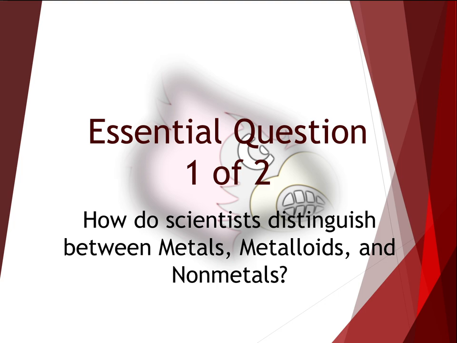This video is for Chemistry in the Earth System, Unit 2.4, Structure of the Periodic Table. Today's essential question is, how do scientists distinguish between metals, metalloids, and nonmetals?